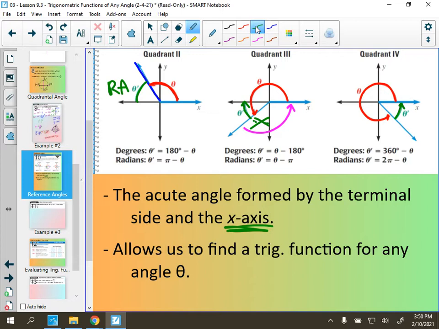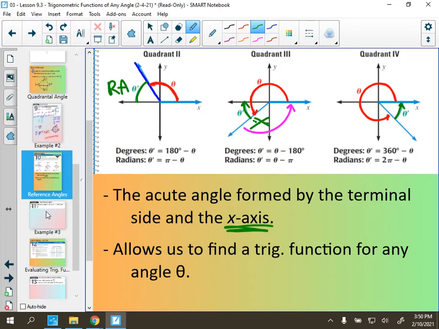Well, this little angle right there, there's my reference angle. Okay. And basically what this last part is just saying is what's going to allow us to work with any theta. And we saw that already. So those big thetas, we trace it back to an acute angle.